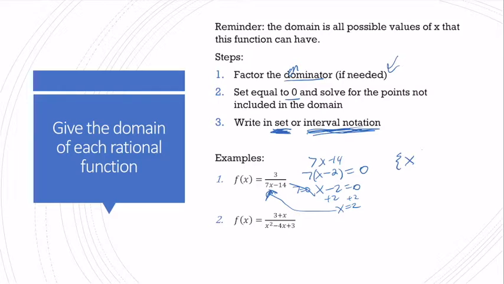All right, let's change colors and look at this next example. I've got f of x equals 3 plus x over x squared minus 4x plus 3. So the first thing I need to do is factor this denominator. So I think, okay, what are some factors of AC, which is 3, that add up to b, which is negative 4, and that's going to be negative 1 and negative 3.